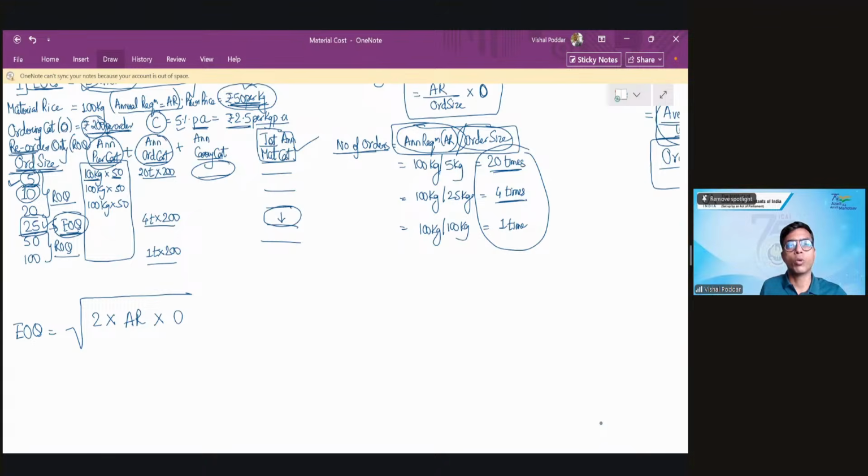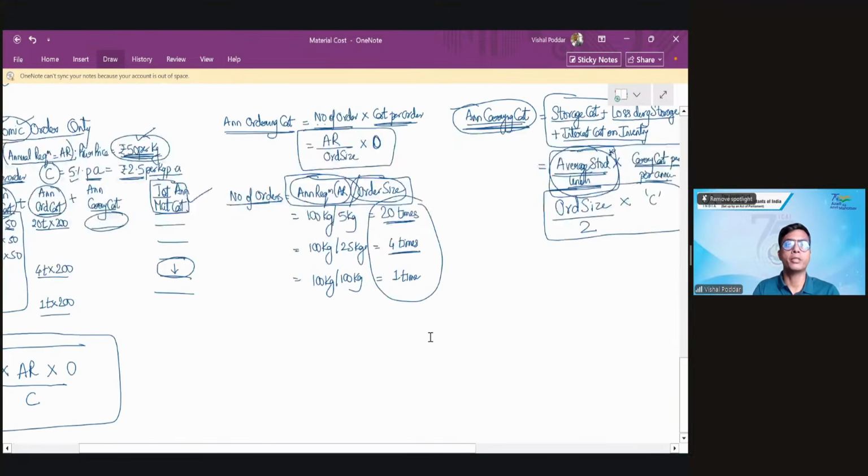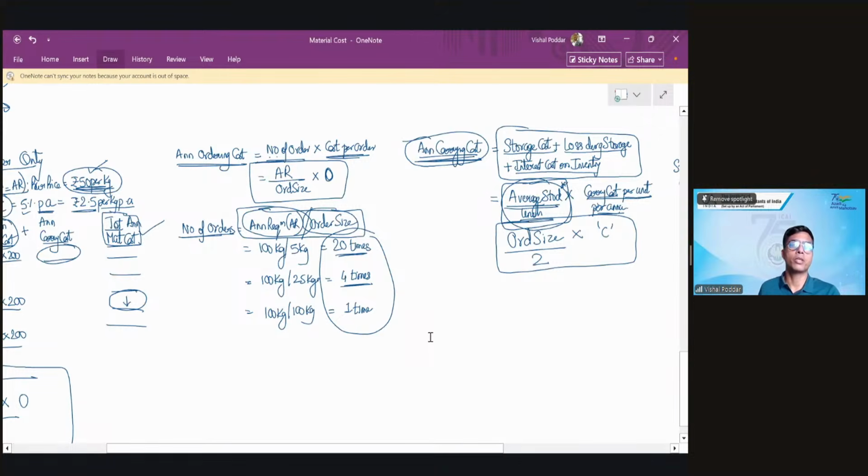This is O, right? But students, this is a mathematical formula. Obviously, you will learn it and it is easy to learn. But I will explain to you the most important part, that is how this formula is derived. It is derived on the basis of this logic.